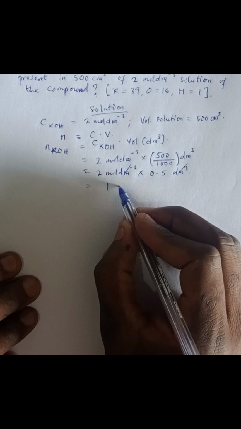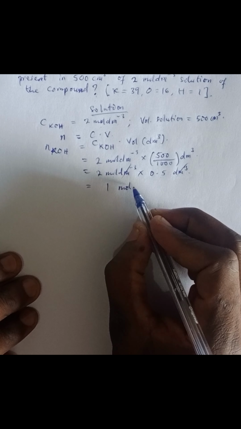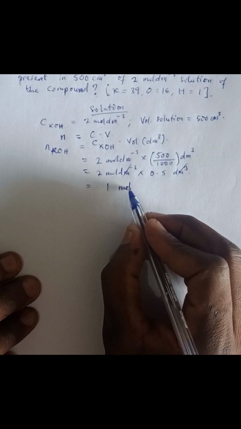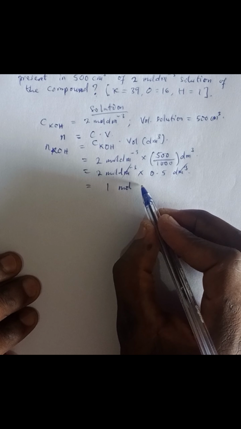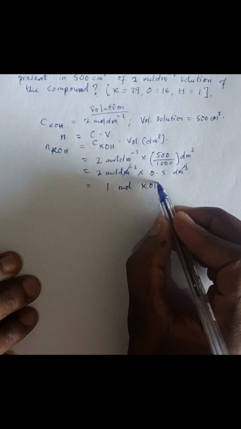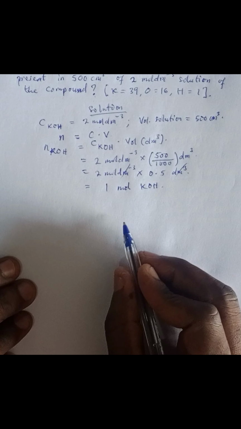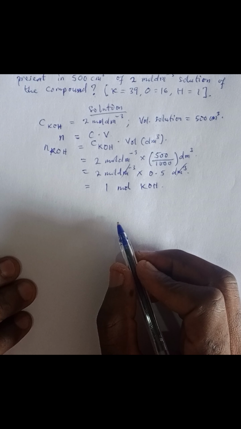And what is the unit that remains here? The unit that remains here is mole. That's 1 mole of potassium hydroxide. This is the number of mole of potassium hydroxide.